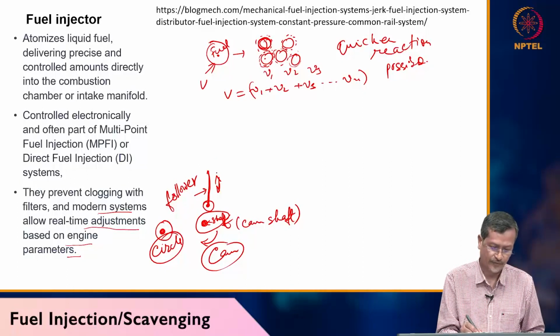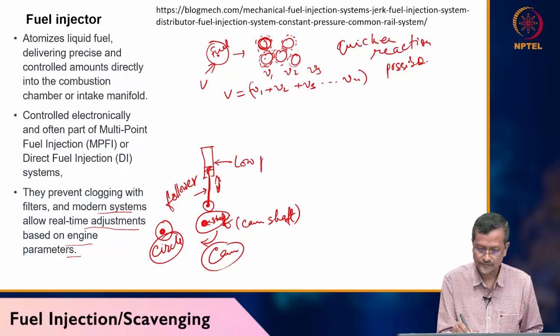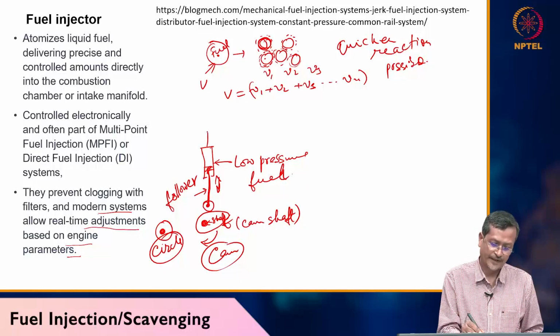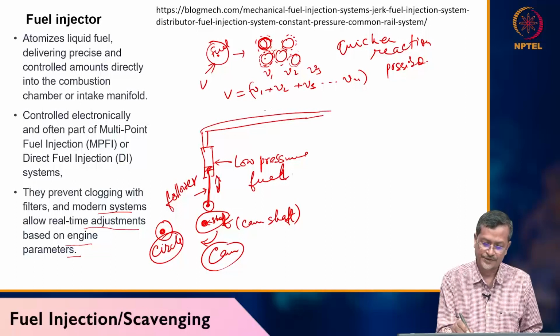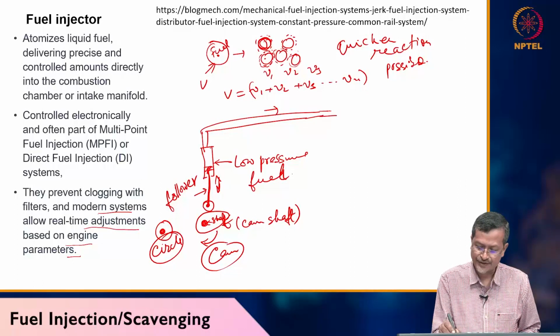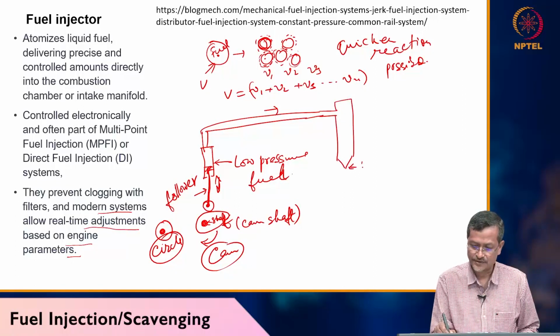So how will it look? There will be one pumping system, assume this is the pumping system. It will take low pressure fuel, then deliver it at higher pressure through this pipe, and it will go to the fuel injector system, the nozzle system. This is the nozzle.